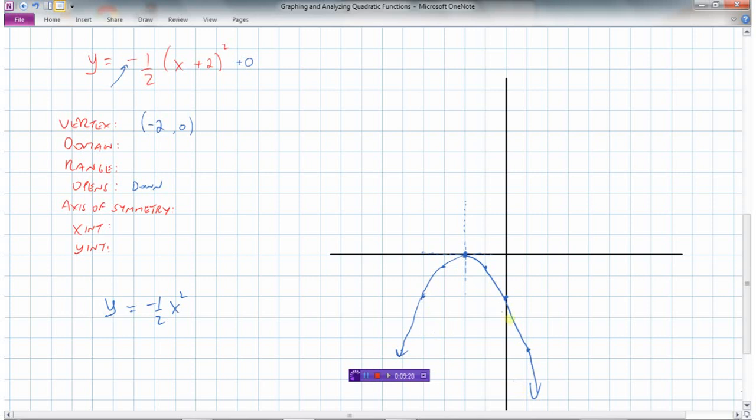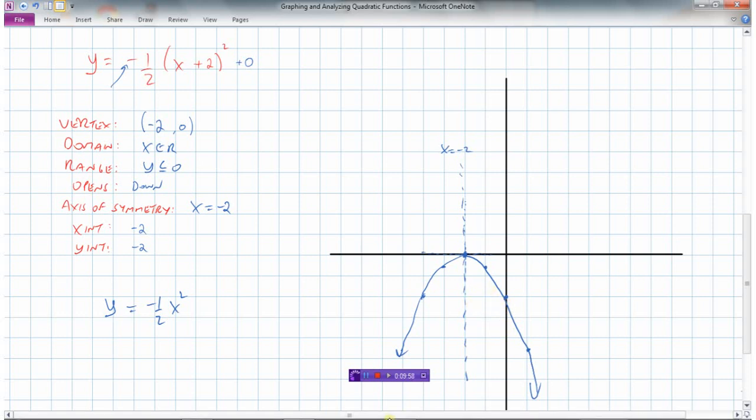And now that we have the sketch, domain is always all real numbers. The range, y values less than or equal to 0, because we have a maximum value of 0 here. The axis of symmetry is the one that splits it right down the middle, and that's where x is minus 2. So x equals minus 2 is the equation of this vertical line. The x-intercept, there's only one of them, right here at minus 2. And it looks like the y-intercept is also minus 2 on this graph.